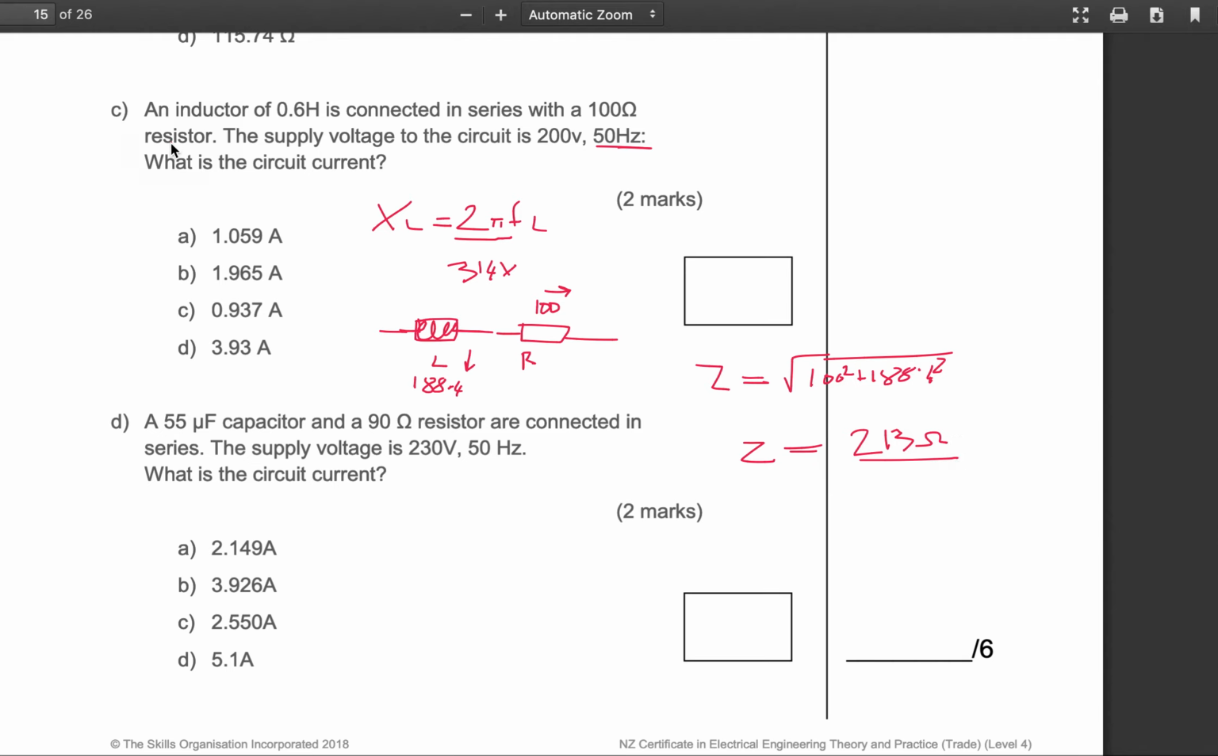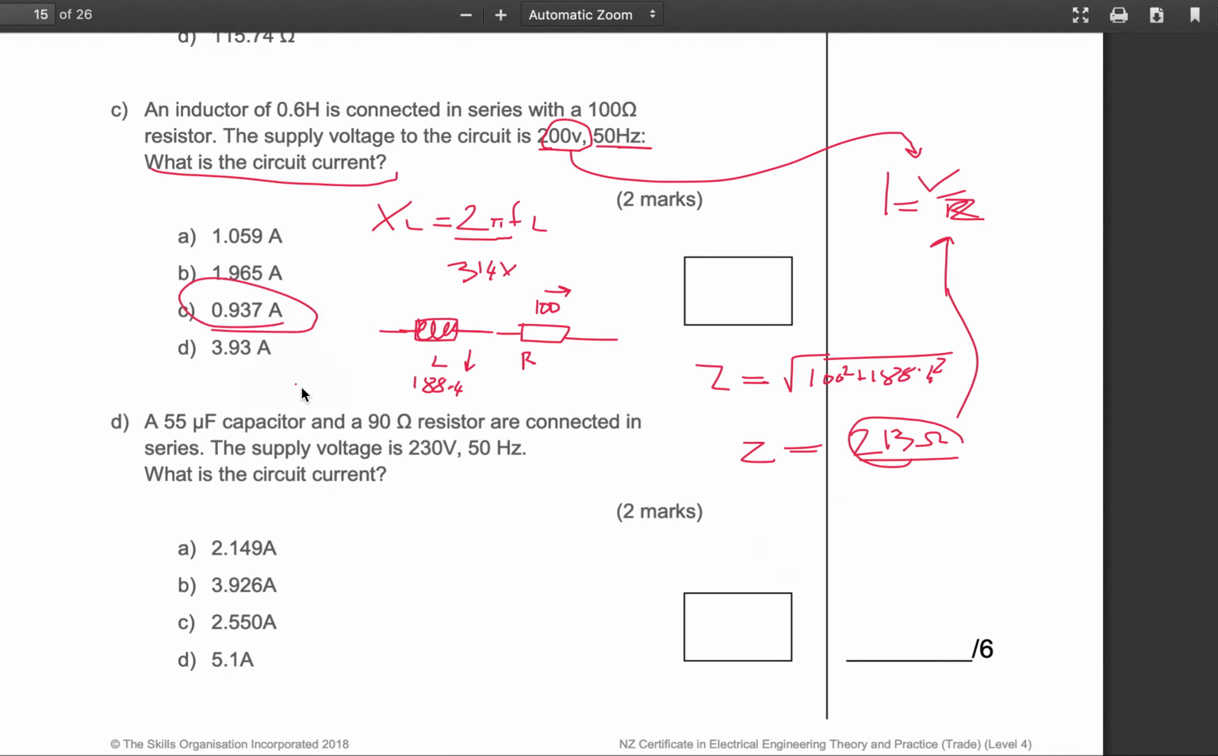Okay, but what they want to know is the circuit current. I equals V over R, which equals 200 divided by 213. There's my R, or my Z in this case, and there's my V. 200 divided by 213, which equals just under 1. There you go. Look at that. What is the circuit current?